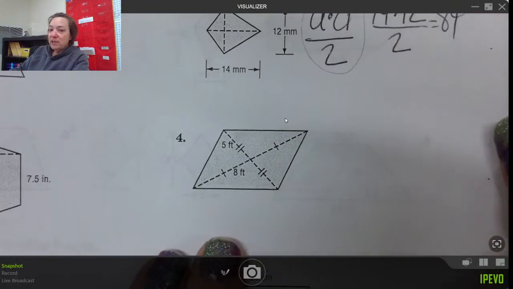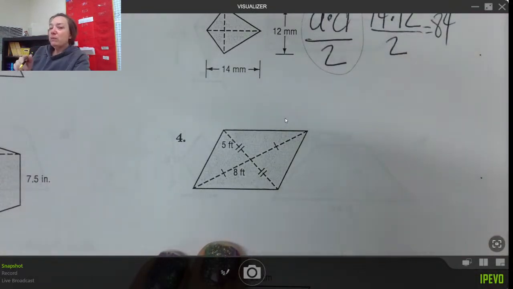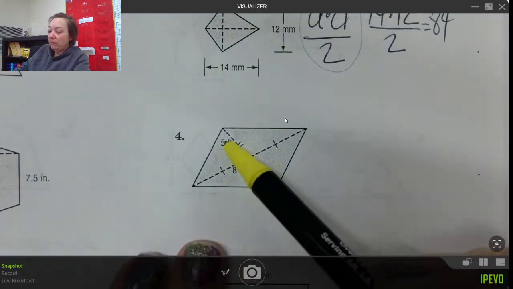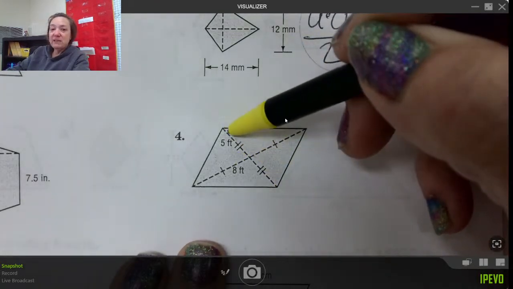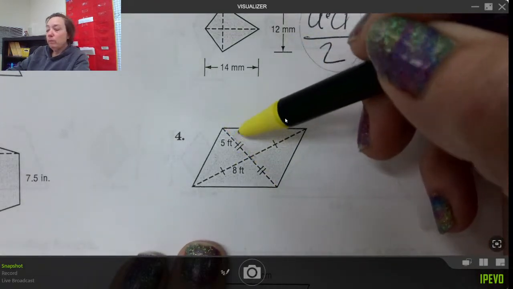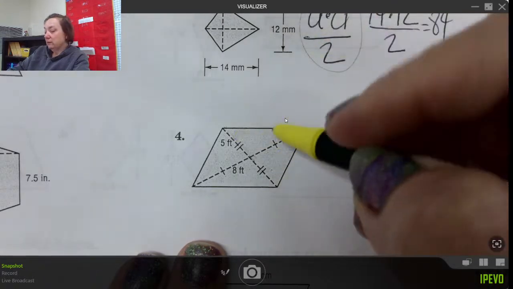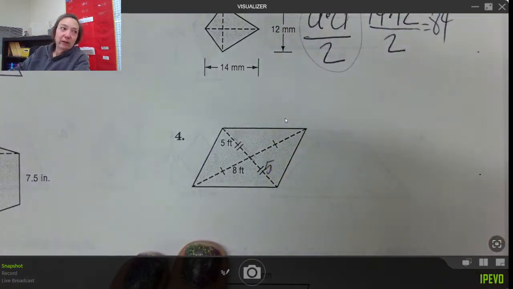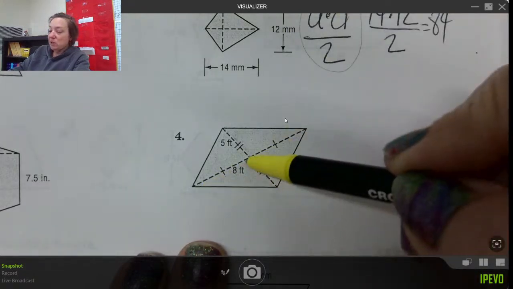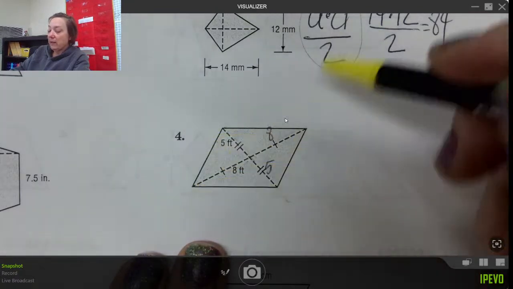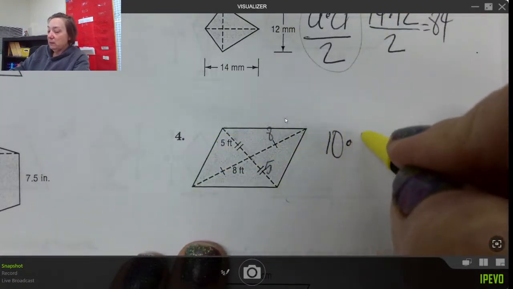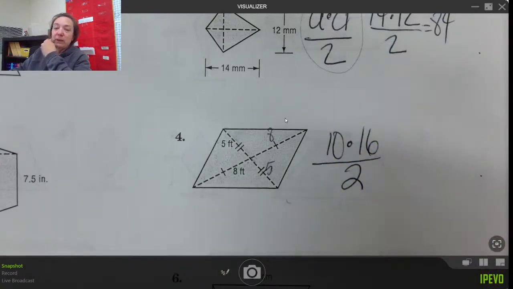Okay, number 4, same thing, except we do have a minor thing we need to look at. Y'all see how they have the little 5 right by these two little marks? That 5 just indicates this side is 5. But what do we know about the other side? It's also 5. And this side over here is 8, so this side over here is also 8, right? So our diagonals on this one are going to be 10 and 16, and we divide that by 2. And it is 80.